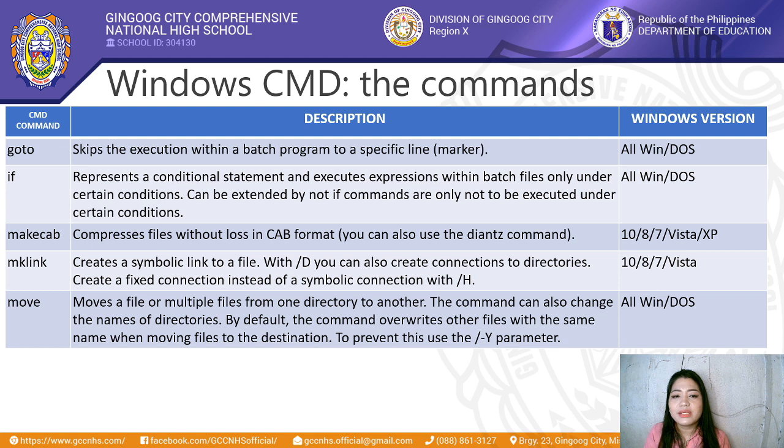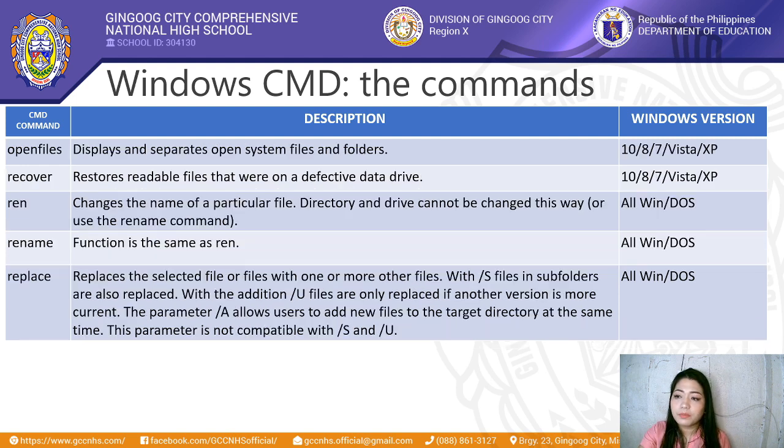Make cab compresses files without loss in cab format. MK-link creates a symbolic link to a file. Move moves a file or multiple files from one directory to another. We also have open files, which displays and separates open system files and folders. Recover restores readable files that were on a defective data drive.